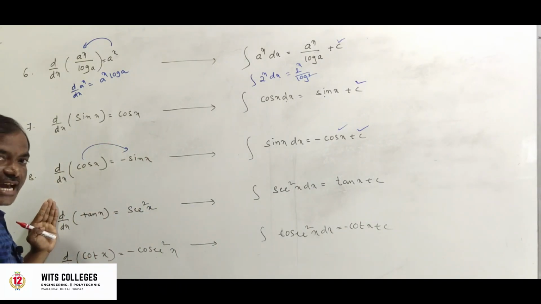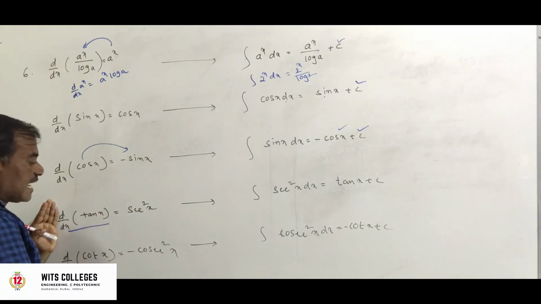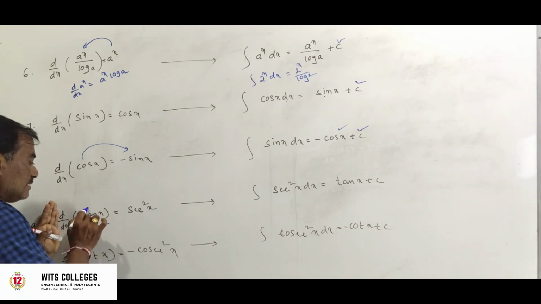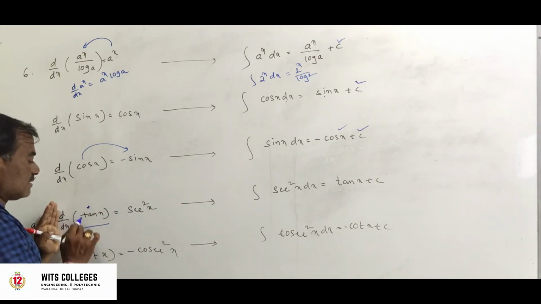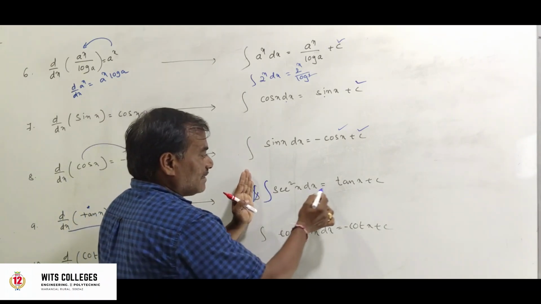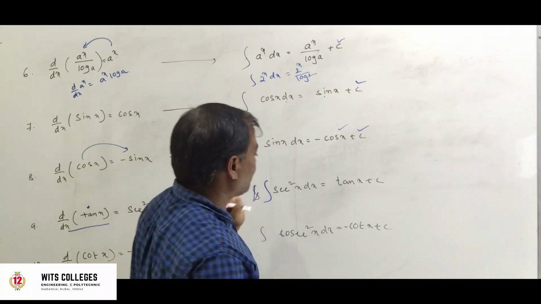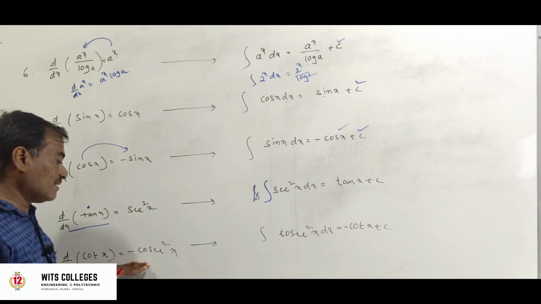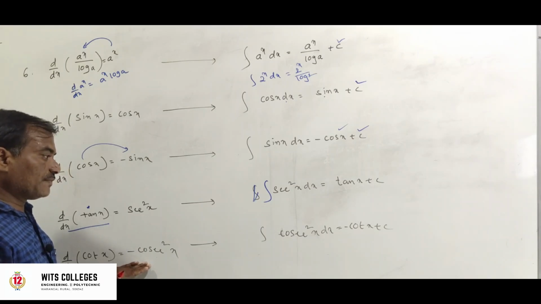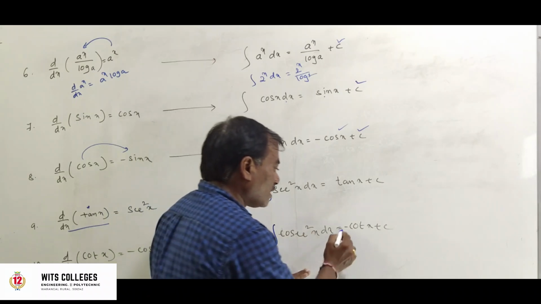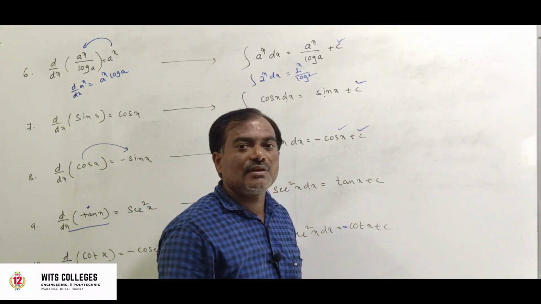And the derivative of tan x equals secant square x, which means tan x is the antiderivative of secant square x. Therefore the integral of secant square x dx equals tan x plus c. And the derivative of cot x equals minus cosec square x. Therefore the integral of cosec square x dx equals minus cot x plus c.